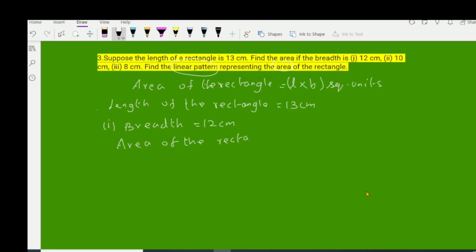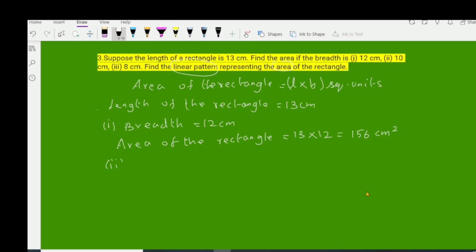Area of the rectangle is nothing but length 13 into breadth 12. So multiply, and the unit is centimeter, so centimeter squared you have to write. So 13 into 12 is nothing but 156 centimeter squared, or else you can write square centimeter.